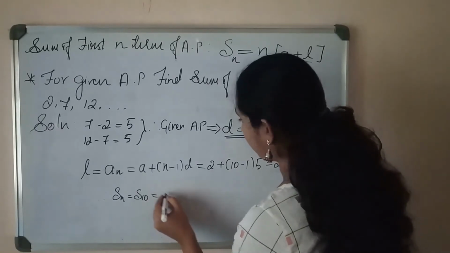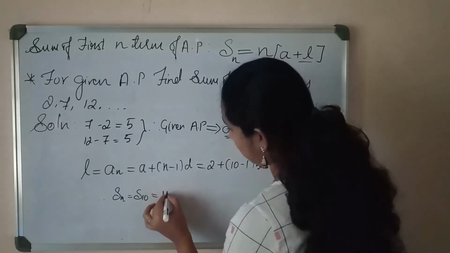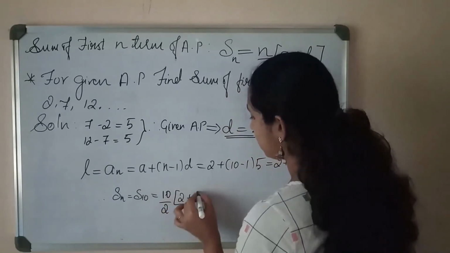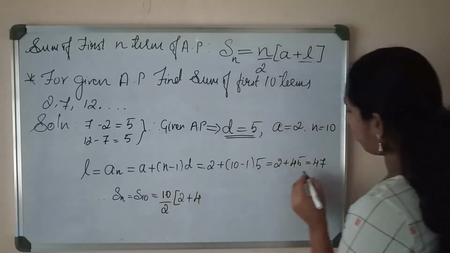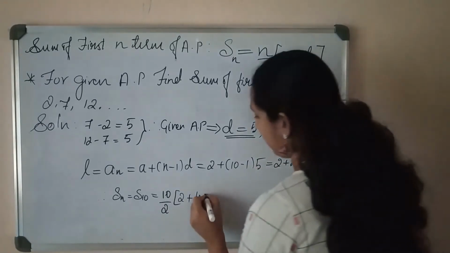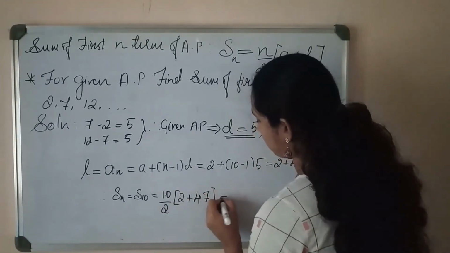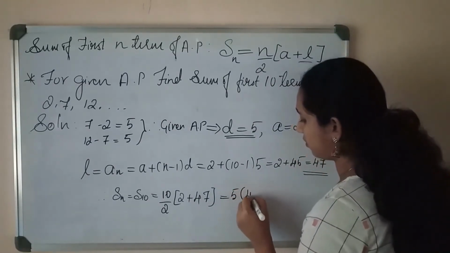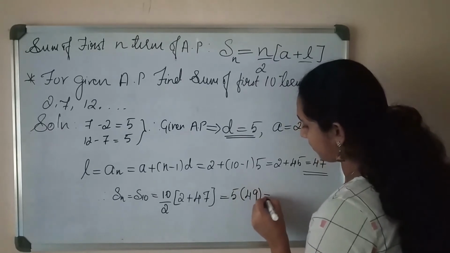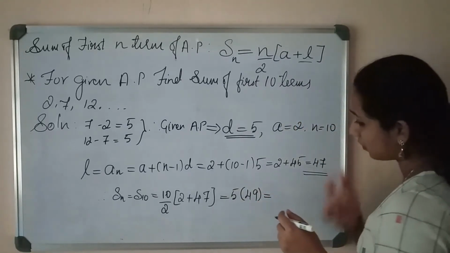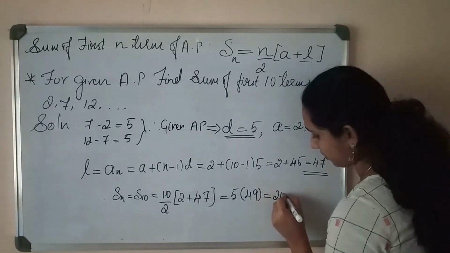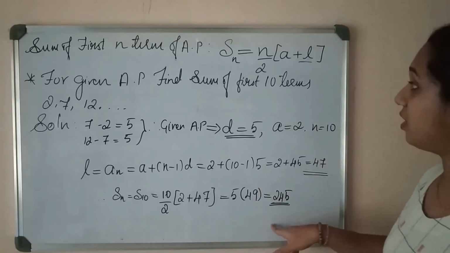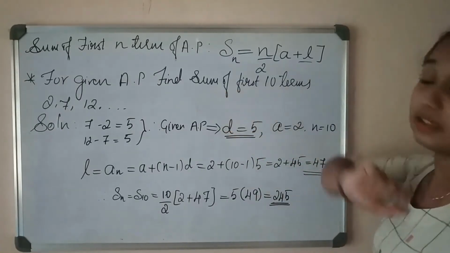S10 is equal to, n is how much? n is again 10 by 2 into A is 2 plus what I have got, L. L is nothing but 47. I'll write the 47, which is equal to 5 into 49, which is equal to 245. This is the answer for the sum of the first 10 terms.